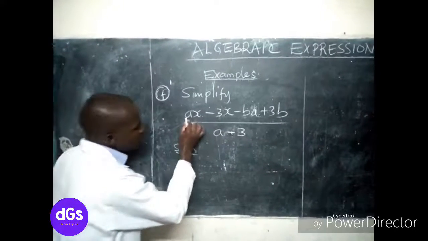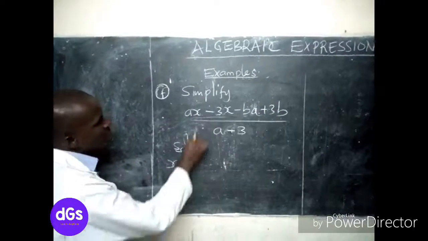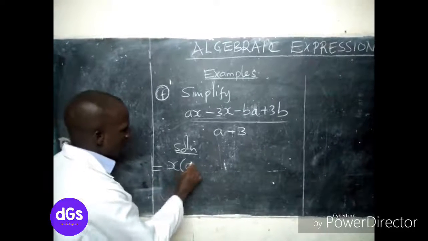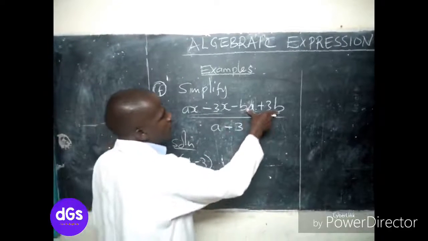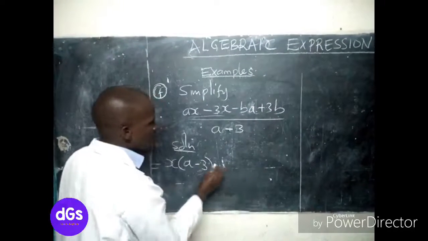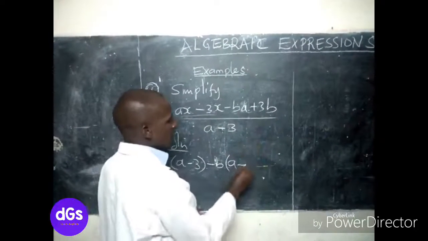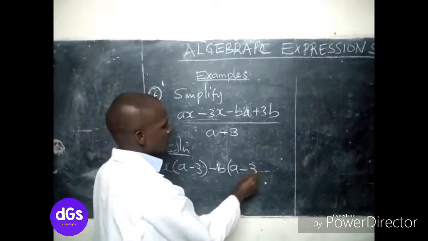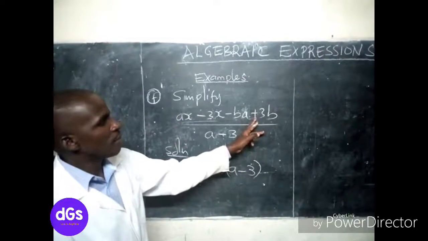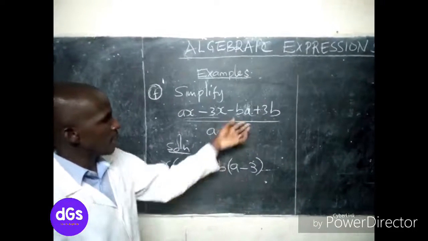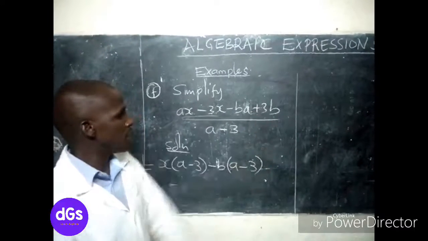Now let's see. In factorizing this one, we check what is common here. x is common, so we shall have x into a minus 3, right? Then in this other one, b is common, so we can have minus b into a, and then here we have to put a negative 3, so that this negative and negative can give us a positive, so that you can have minus b here, right? And then minus b and minus 3, you get a positive 3b.